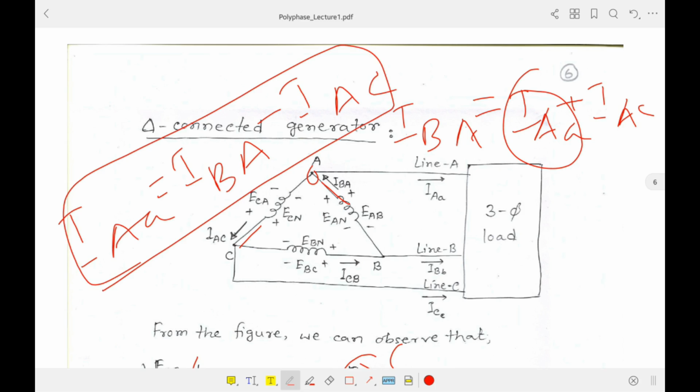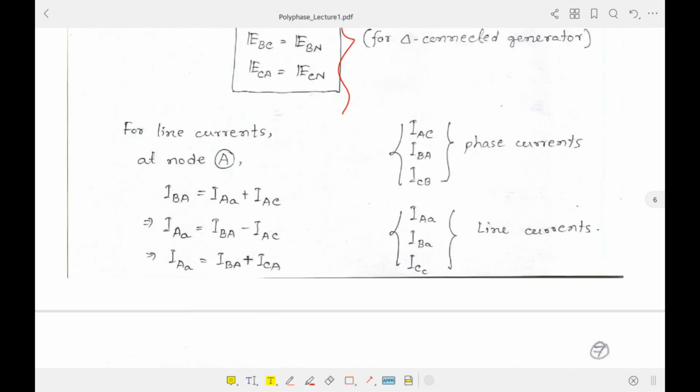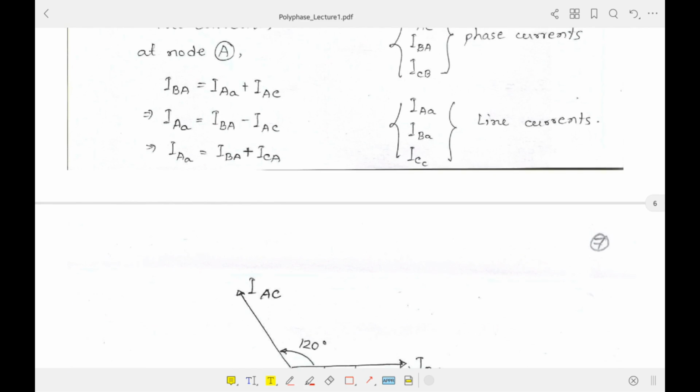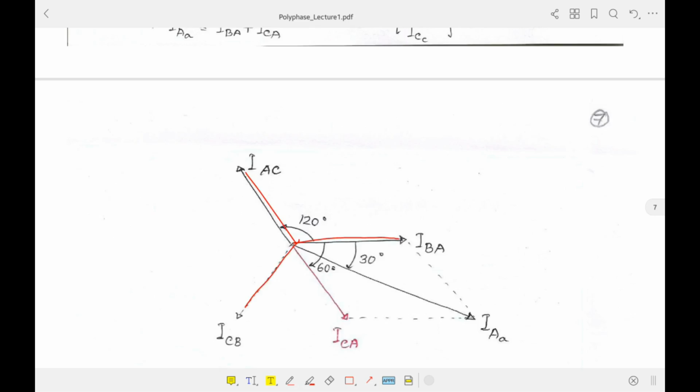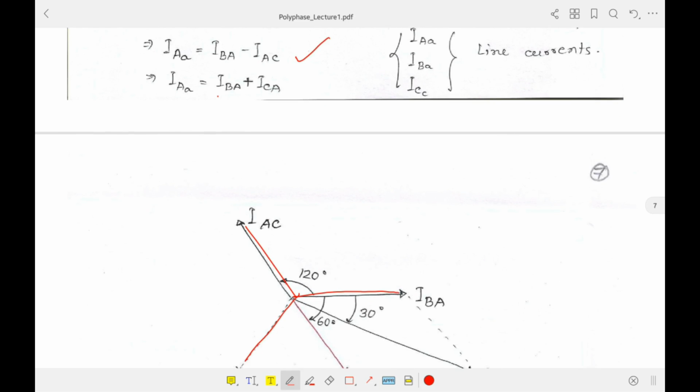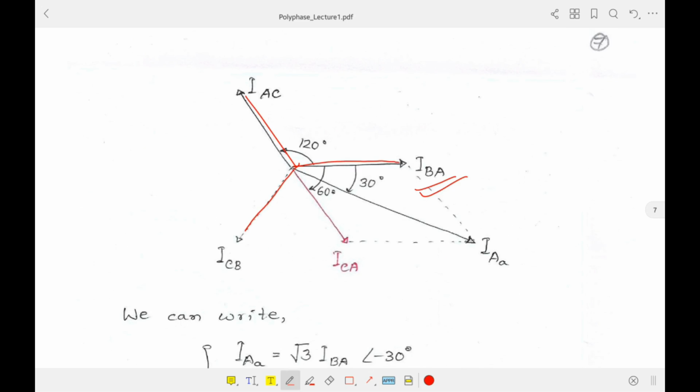So again we can draw the similar vector diagram where we can derive the expression. So this is what I just showed you, and now again we can draw the phasor diagram or vector diagram. These are the three phases that are displaced 120 degrees from each other, and if you notice here we need IBA plus ICA. So we have already IBA just like this, and we have IAC in this direction, so ICA should be in the reverse direction. That's why this is ICA.